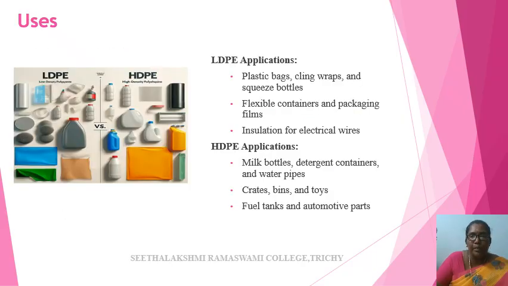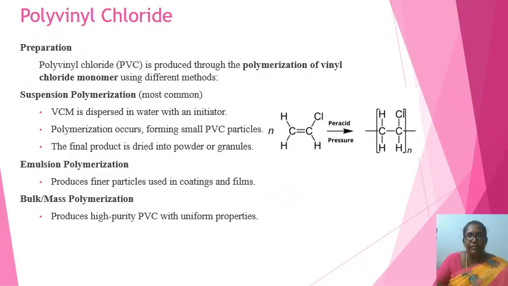Low density polyethylene is used in making plastic bags, cling wraps and squeeze bottles. It is also used in making flexible containers and packaging films. Also used as insulation for electrical wires. Whereas high density polyethylene is used in making milk bottles, detergent containers and water pipes. It is also used in making crates, bins and toys. It is also used in the manufacture of fuel tanks and automotive parts.